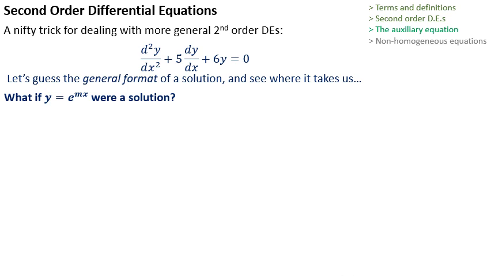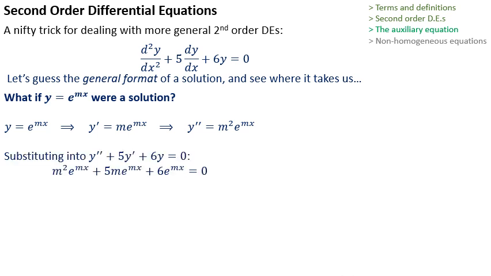If y = e^(mx) was a solution, then we could find the first and second derivatives. That doesn't take us too long. We get the first derivative, often referred to as y' to make our notation a bit easier. The first derivative will be m e^(mx), and the second derivative will be m times m e^(mx). Once we've got those, we know that y = e^(mx) is a solution. Well, that's the assumption we're starting with. So we can substitute it into that differential equation. If we do that, this is what we get. m² e^(mx) + 5m e^(mx) + 6 e^(mx) = 0.